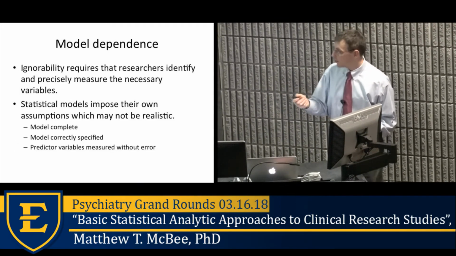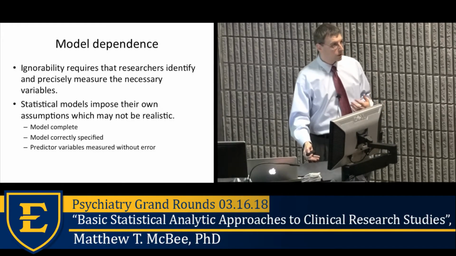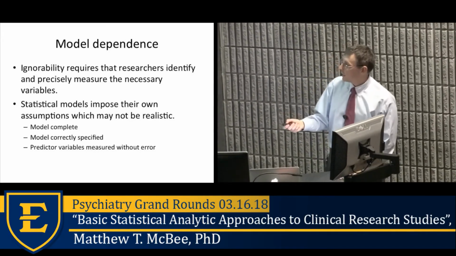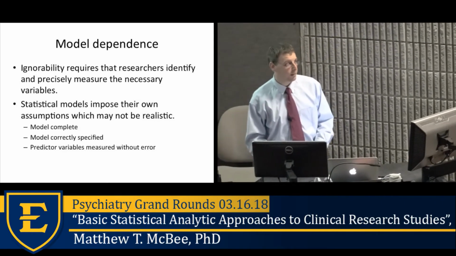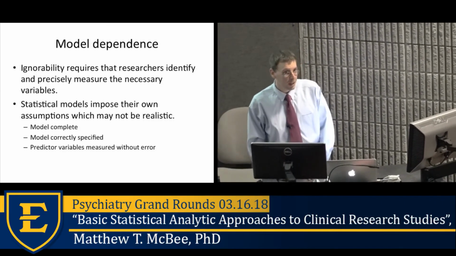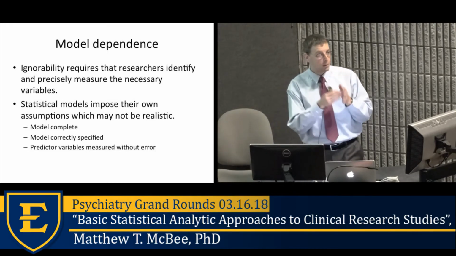We also have to make sure that the model is complete. It has all the variables in it necessary to achieve ignorability, that the model is correctly specified, and this is the big one, that the predictors are measured without error. That's impossible. We can never actually achieve that. Perfect measurement is impossible. The best we can do is to get very precise measurement.